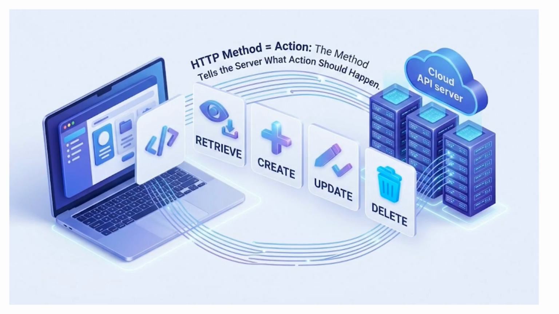In this image, we can see the main idea behind HTTP methods. An HTTP method tells the server what action the application wants to perform. For example, the application may want to retrieve information from the server. It may want to create new data. It may need to update existing data. Or it may want to delete a resource.